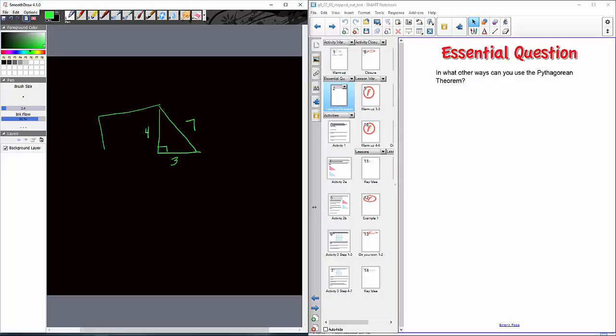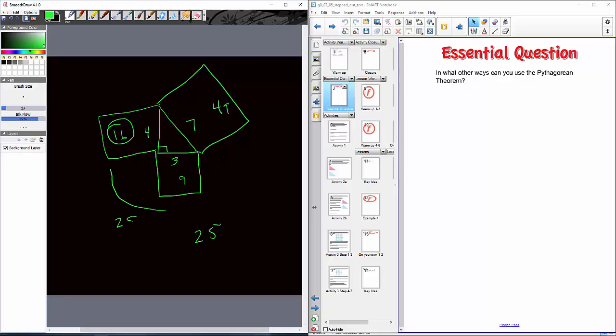What is 4 times 4? 16. What is 3 times 3? 9. So if I add these together, I get 25, right, collectively? But when I add this up, 7 times 7 is 49, and 25 does not equal 49. Therefore, this is not a right triangle.